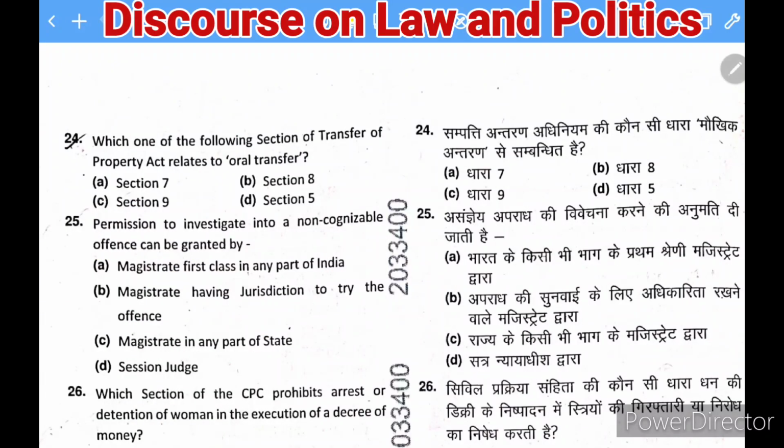Now moving to the next question. The question is here: which one of the following sections of the TPA relates to oral transfer? So we have to see which provision of the TPA belongs to the oral transfer. Now the options which are given: section 7, section 8, section 9, section 5.